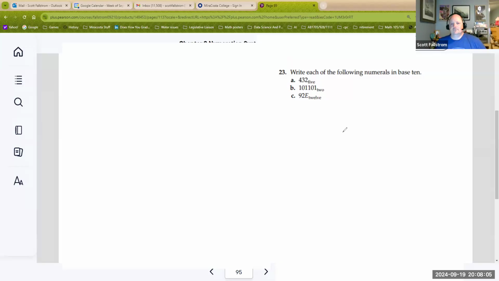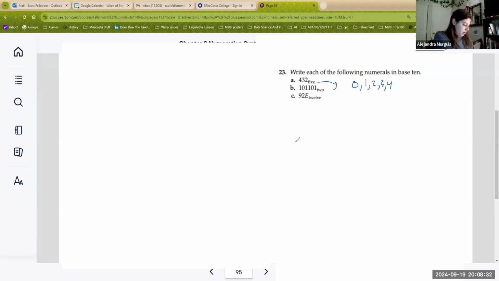Okay, so 4, 3, 2, base 5. I know that obviously all the numbers we have are 0 through 4. How do you know that? Because we're in base 5. So it's a 0, a 1, a 2, a 3, or a 4. That's all I have.